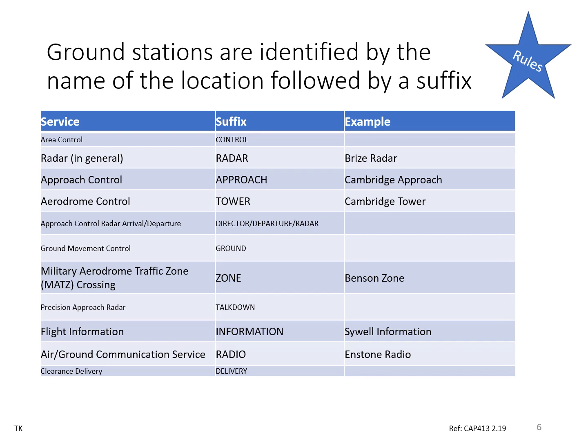Let's start with ground stations. Ground stations are identified by the name of the location, followed by a suffix. This table shows you some examples. The ones in larger letters are the types that you're more likely to encounter as a glider pilot.